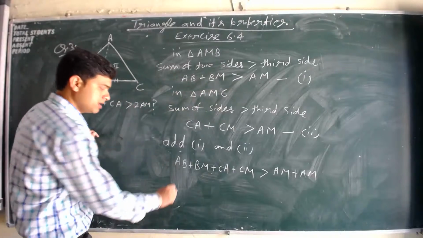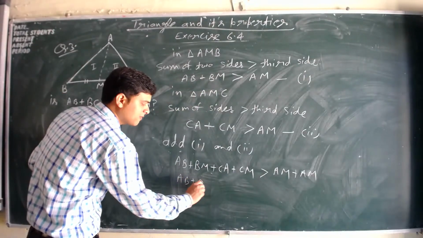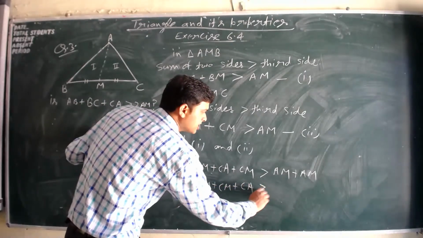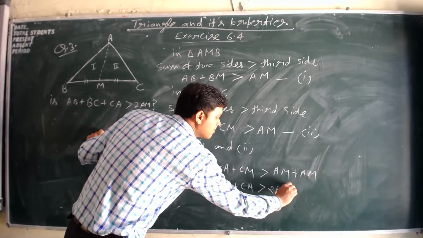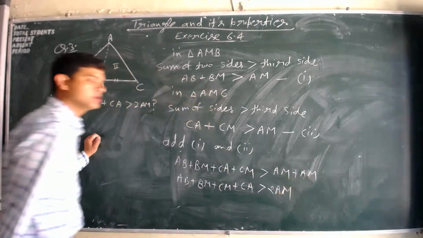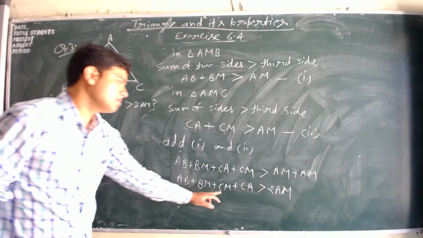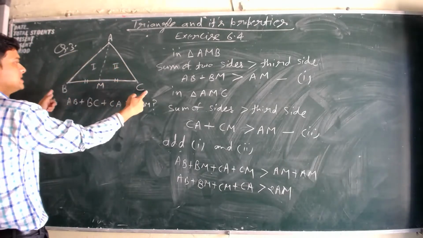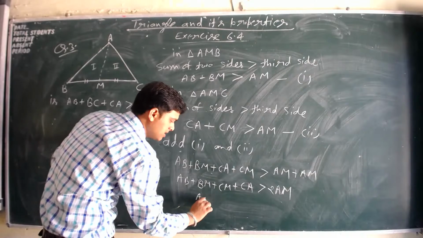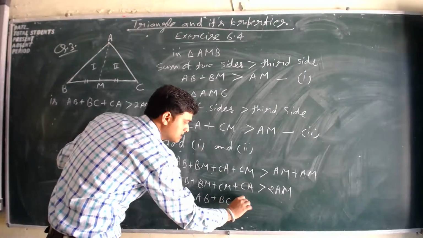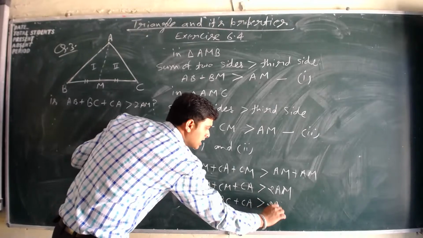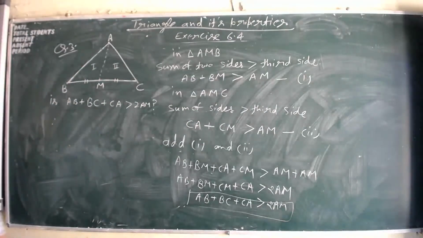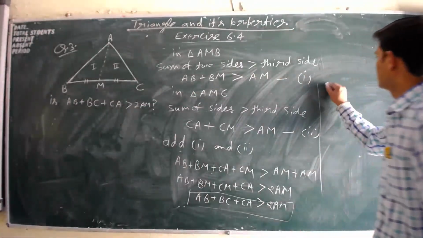Now AB plus BM plus CA plus CM should be greater than 2AM, AM plus AM कितने हो गए, 2AM. Now BM plus CM कितना हुआ, BC. It means AB plus BC plus CA should be greater than 2AM. तो ये आ गया हमारे पास प्रूफ, यही चीज हमें प्रूव करनी थी, so it is possible.